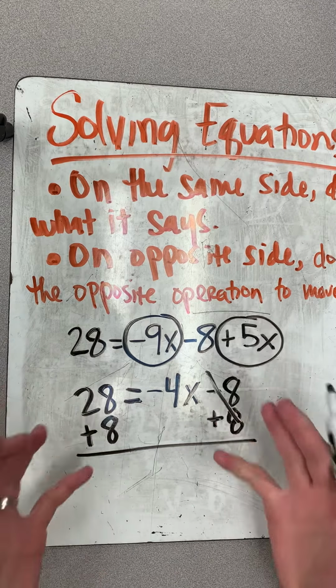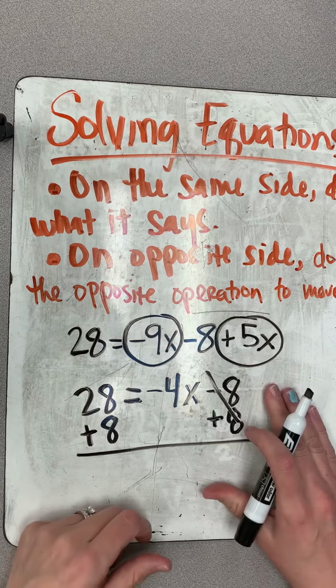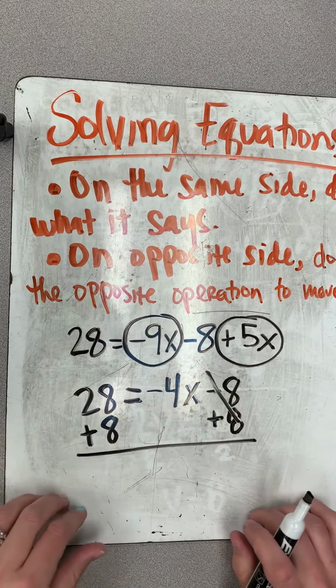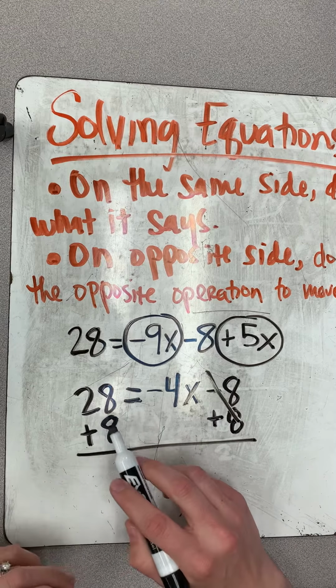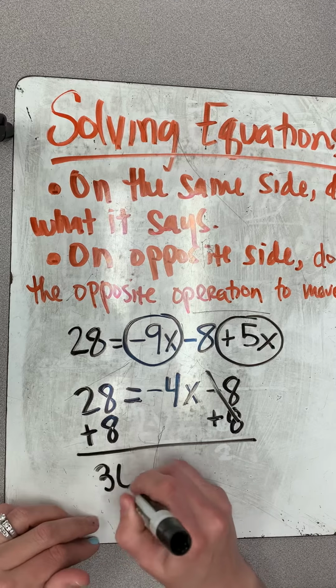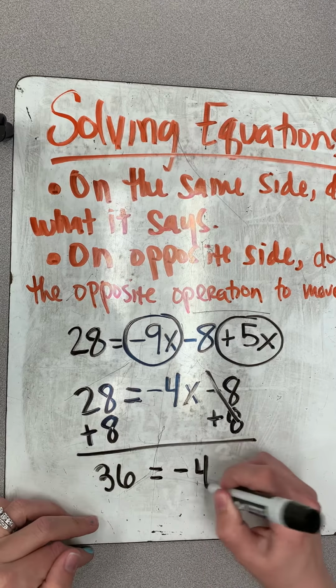It keeps it balanced. I can't just do one thing to one side. I have to make sure that I'm keeping it balanced. That's what keeps it equal. Now, 28 plus 8 gives me 36. It's equal to a negative 4x.